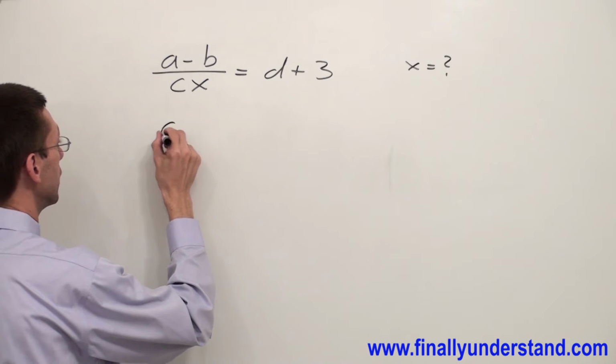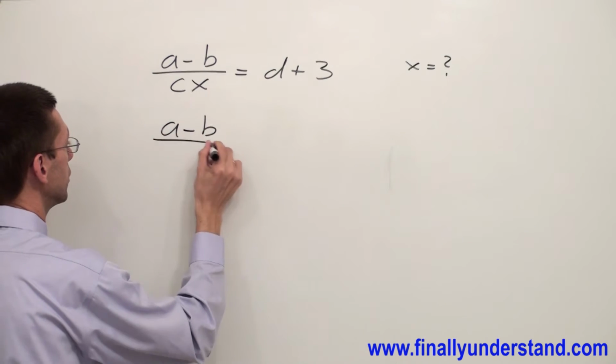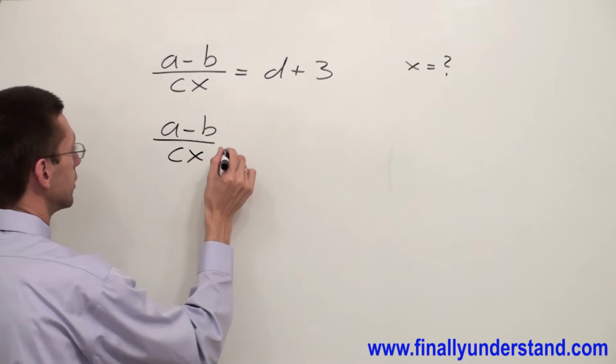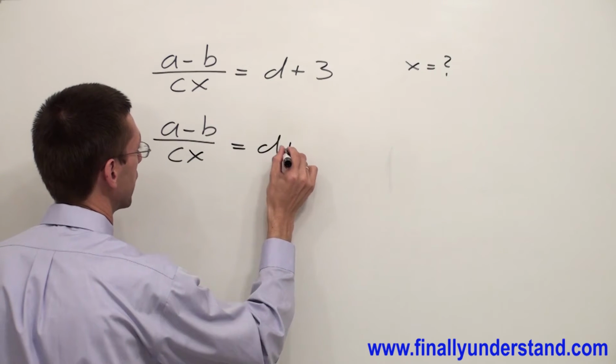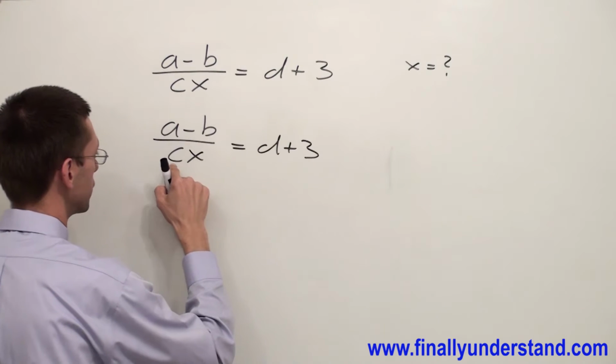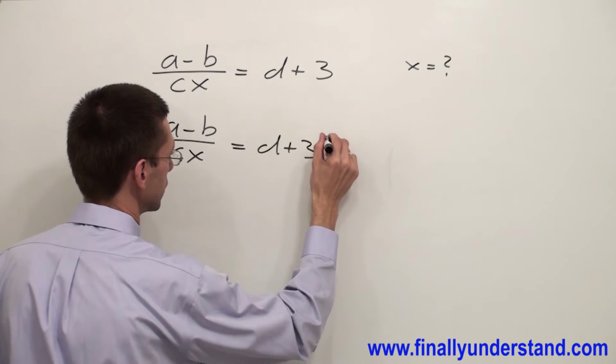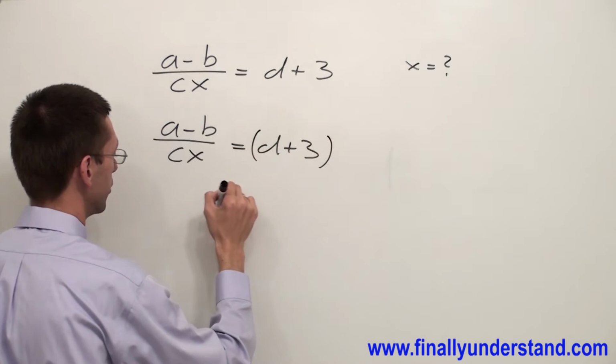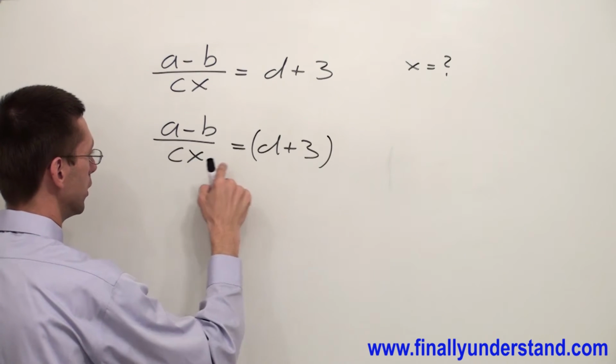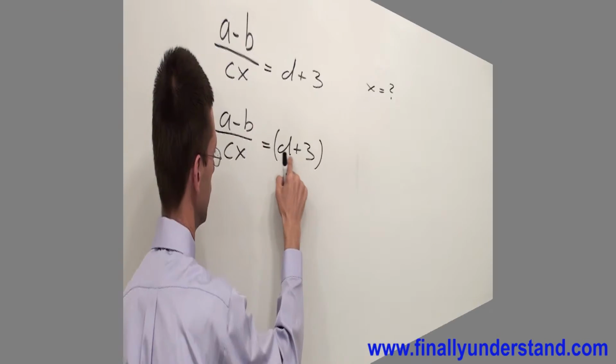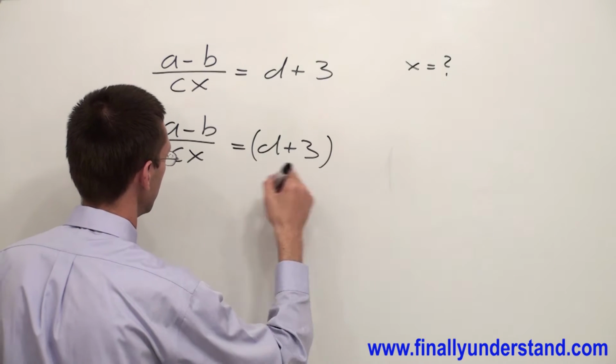Okay, so I'm going to have a minus b over cx equals d plus 3. I have to multiply both sides of the equation by the denominator. So I'm going to add parentheses over here. Just make sure that we remember that these two terms are supposed to be multiplied by cx.